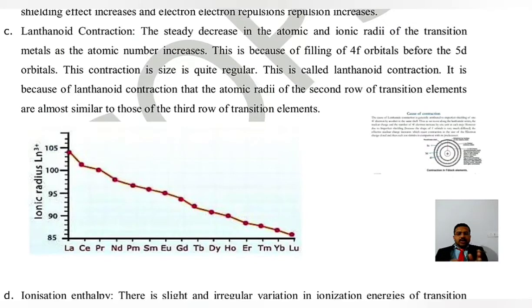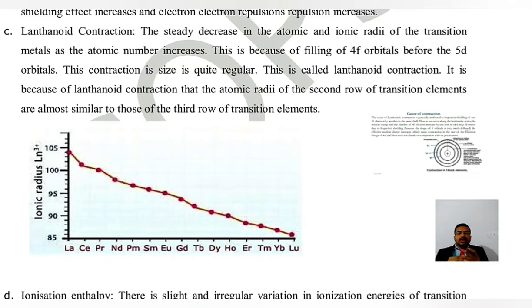Our next topic is lanthanoid contraction. The steady decrease in the atomic and ionic radius of the transition metals, to be specific the lanthanoids, with the increase in the atomic number is called lanthanoid contraction. Normally, as we move from left to right of the periodic table, the atomic and ionic size decreases. This is because the atomic number increases, and with it the nuclear charge also increases. With the increased nuclear charge, the nucleus exerts more inward pull on the outer electrons, so they are more strongly attracted inwards, and thus the size decreases.